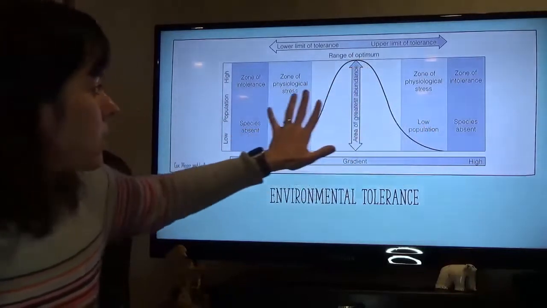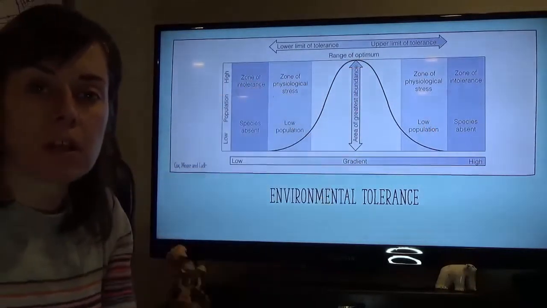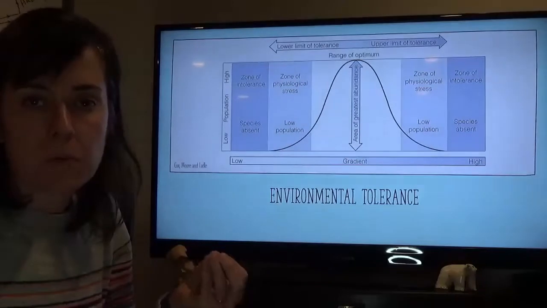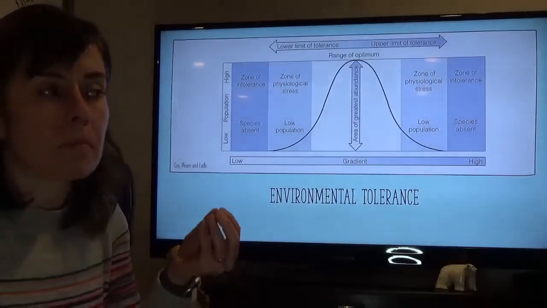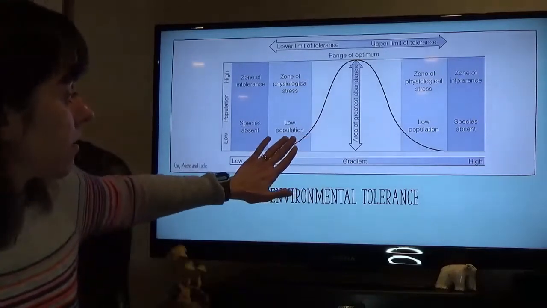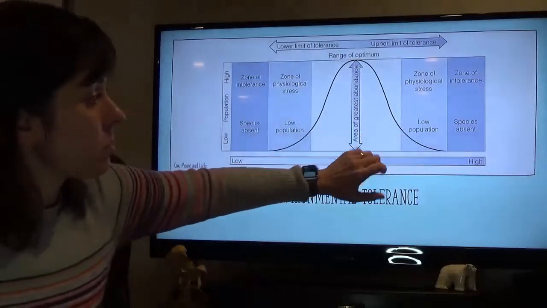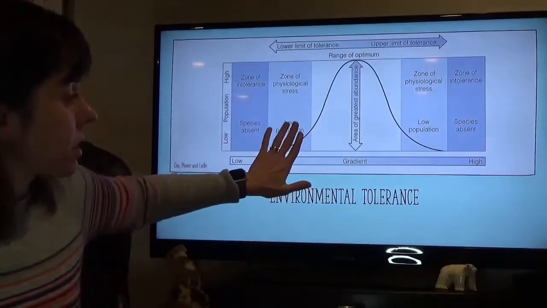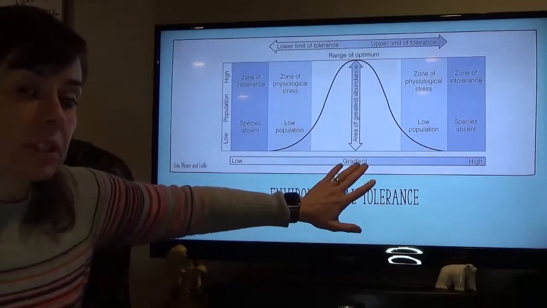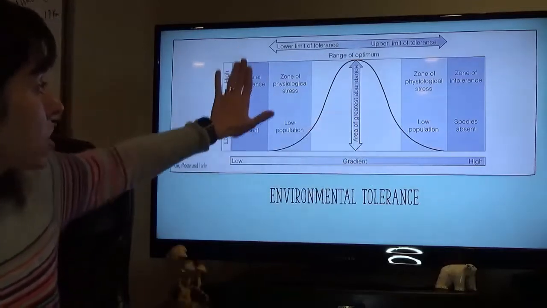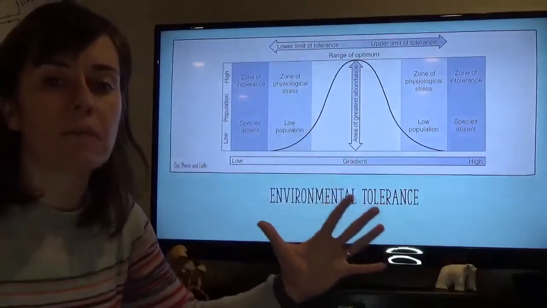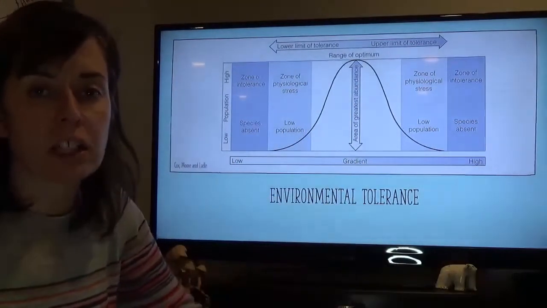Now you move into these zones of physiological stress. This is where different physiological processes are not functioning in an optimal way, and so those same fitness-related measures are reduced. They're dampened, and we see this situation where we have lower population sizes in response to areas of low or high values of that particular gradient for that species. And then you move into the zone of intolerance. This is where the species is not present. So this is outside of the set of environmental conditions that species can actually occur in.